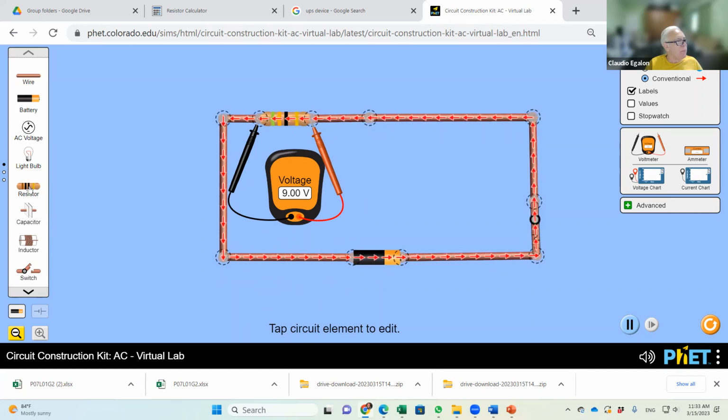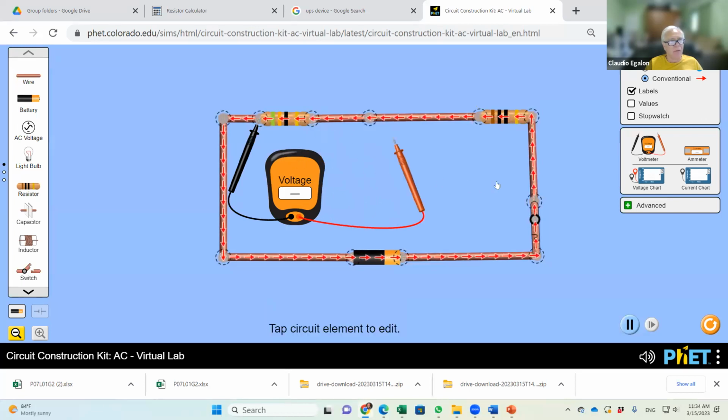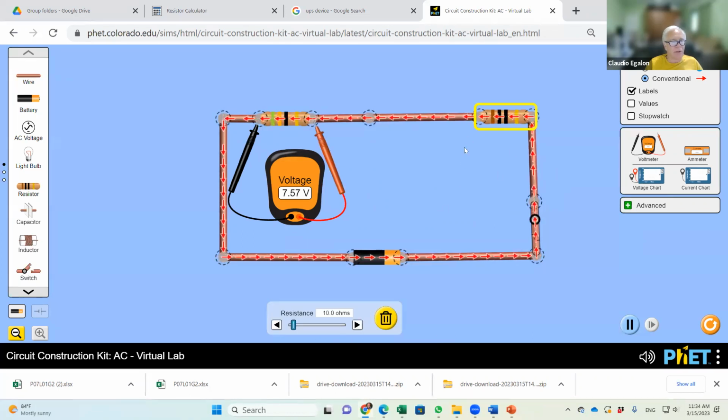I'm going to put a resistor in series with this device. And then I'm going to measure the resistance as well. Okay, so here we go. Okay, now, you know, what happens to the voltage here? Became 7.57, see that? It's no longer 9 volts. It's going to be 9 volts if I connect it here, right? Make sense? And then I can vary this voltage by adjusting this resistance as well.